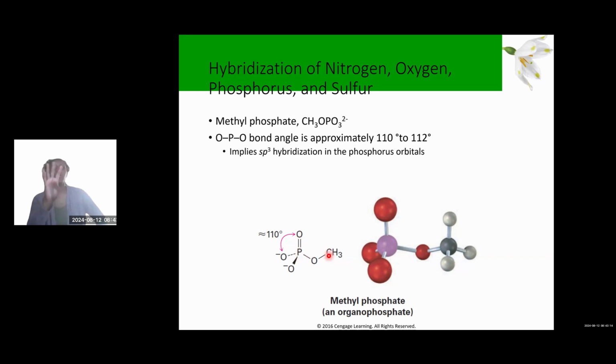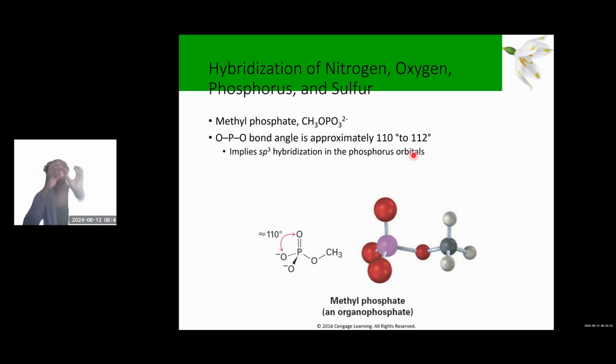So next again, with phosphorus, even though there's a double bond here, that phosphorus is still bonded to how many different things? 4. So you have sp3 again. And you see again that you still see about a 109 bond angle. It says 110 to 112, which still implies that it's sp3 hybridized.